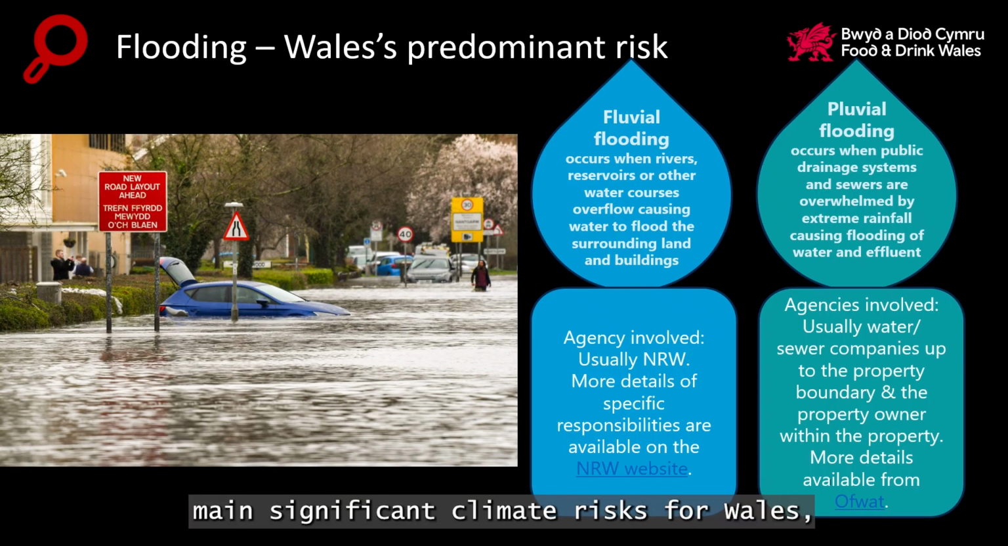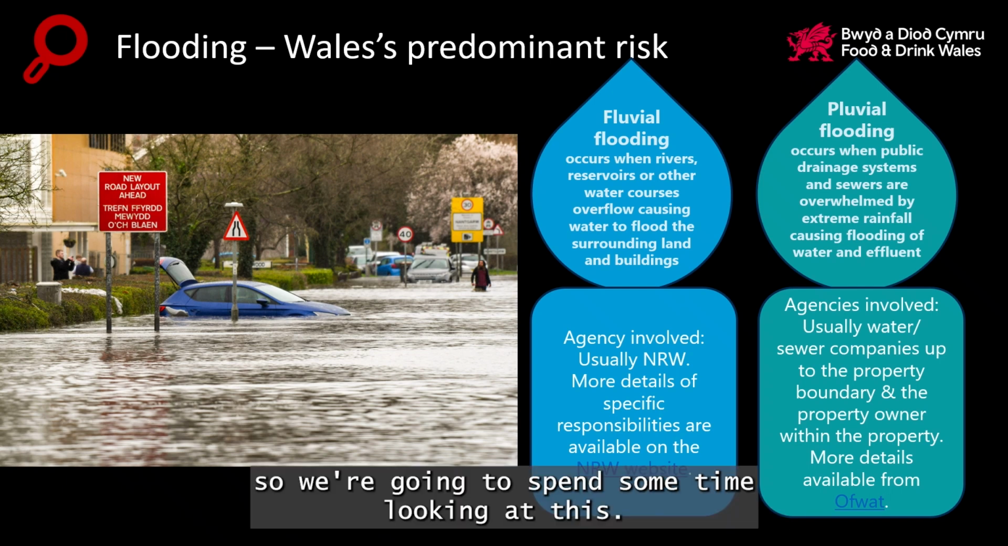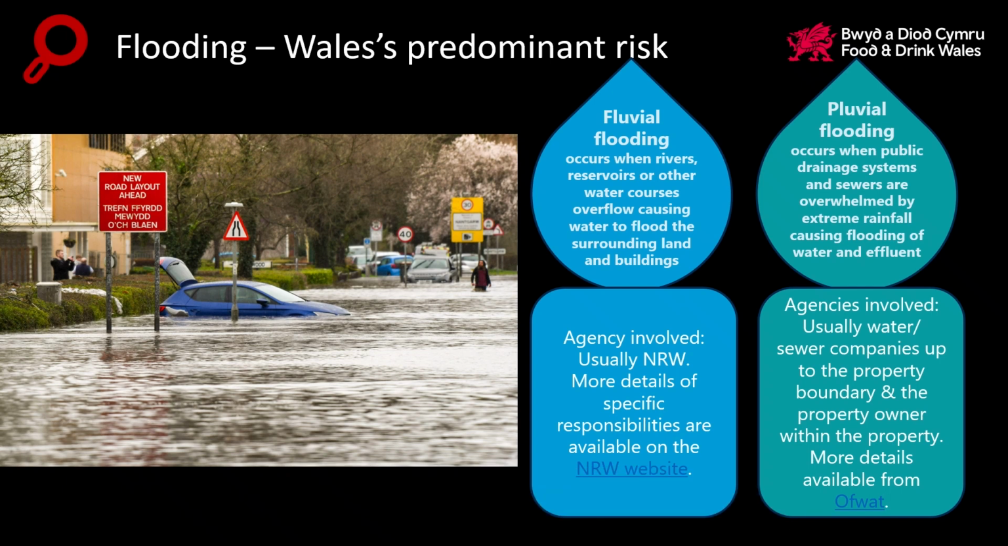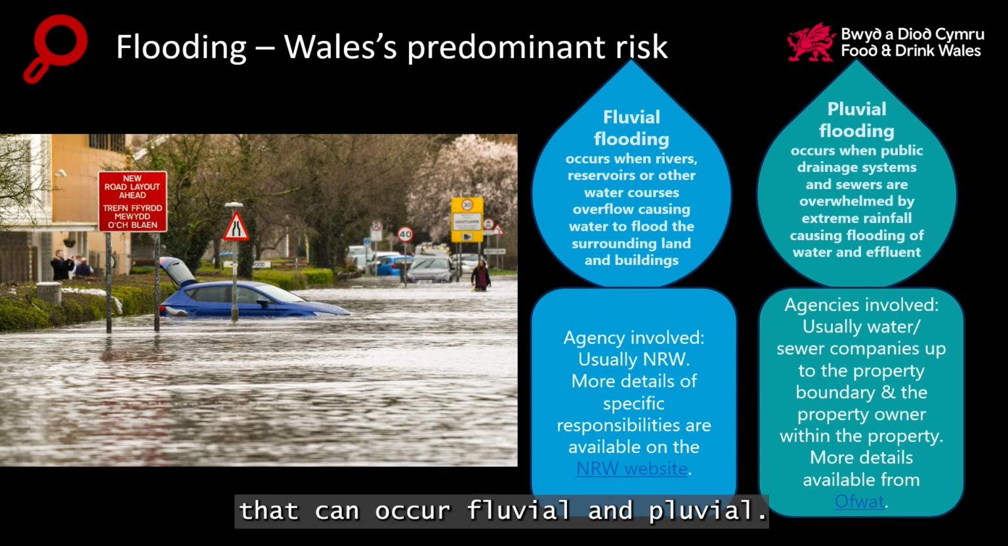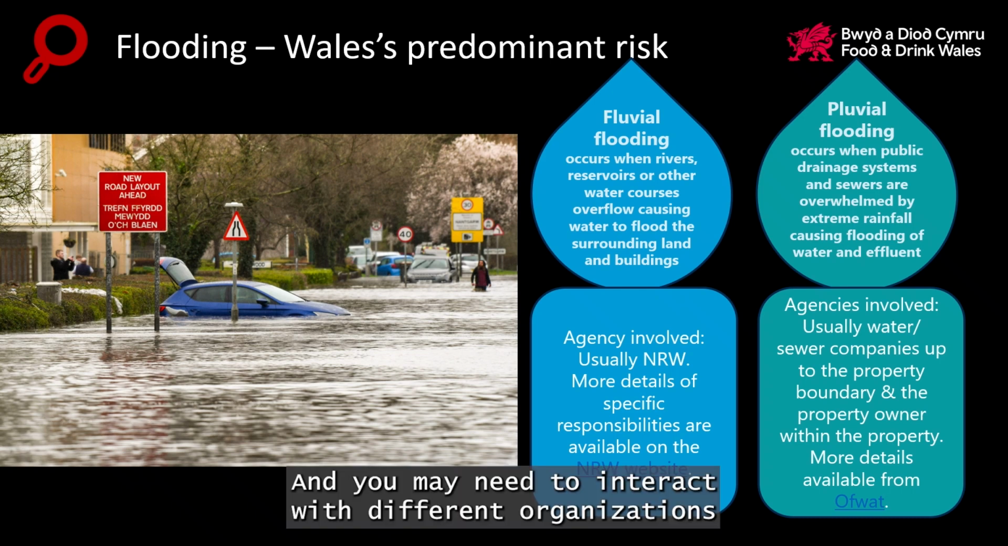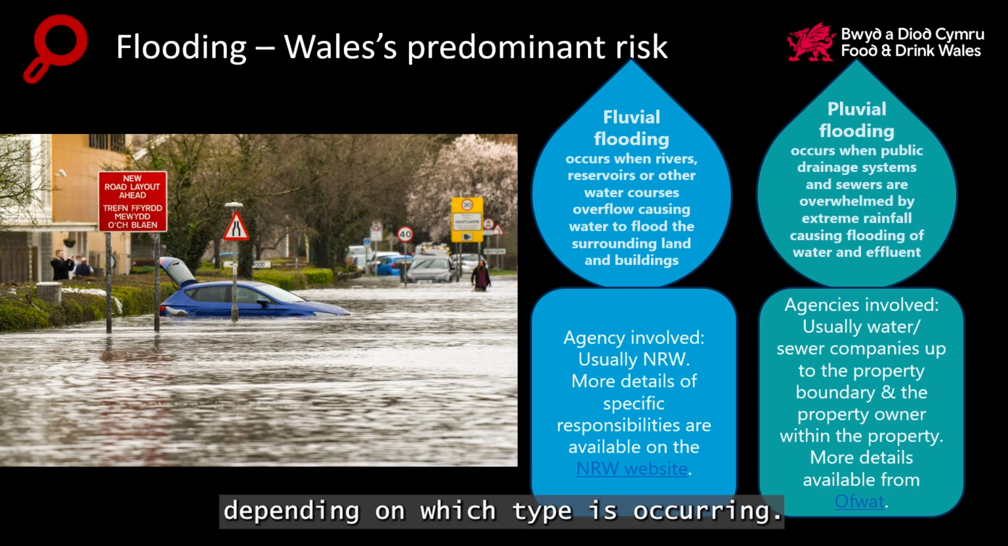Flooding is one of the main significant climate risks for Wales, so we're going to spend some time looking at this. This slide highlights the two different types of flooding that can occur, fluvial and pluvial, and you may need to interact with different organisations depending on which type is occurring.